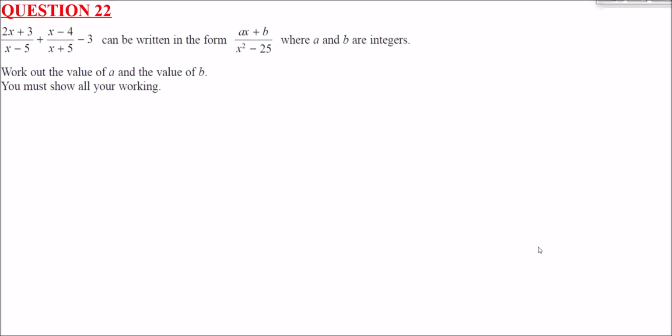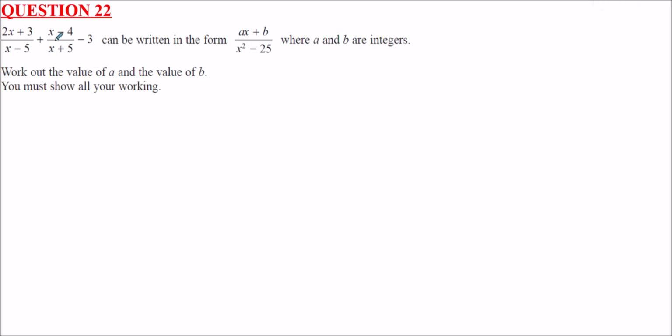Question 22. Algebraic fraction time. So we have to show that this particular beast here can be transformed into this particular beast over there, where a and b are integers, essentially whole numbers that are allowed to be negative, is what an integer means. We then need to find the value of a and b, and showing all working.